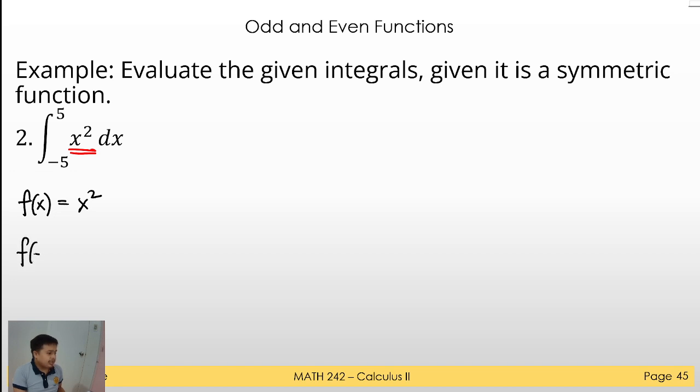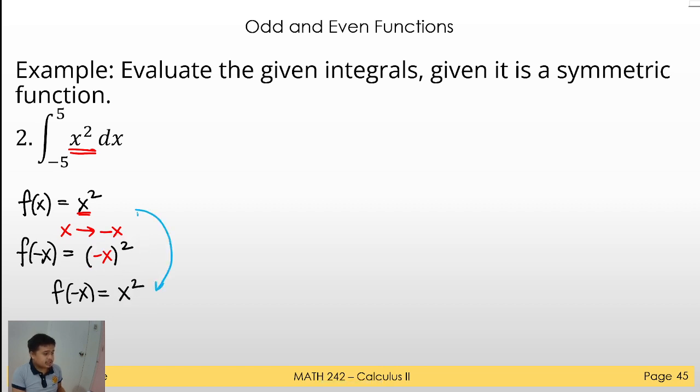So to find again f of negative x, we just substitute negative x for the variable x. So we swap x into negative x. Therefore, f of negative x will be negative x squared. We just substitute this negative x into the function here. If you simplify this, squaring the negative x, this will become positive. As we can see here, these are equal. We can say that f of x is equal to f of negative x, so this relationship is an even function.